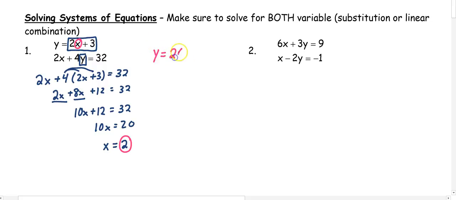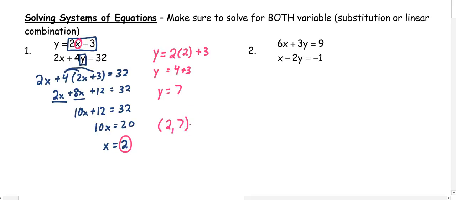So y equals 2 times 2 plus 3. 2 times 2 is 4, plus 3, y is equal to 7. Remember, once you have both variables, we always write it as a coordinate.